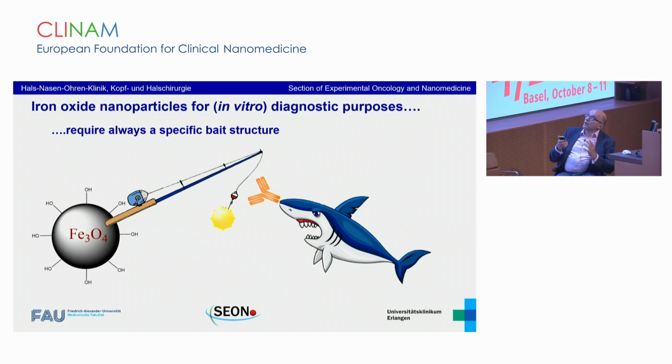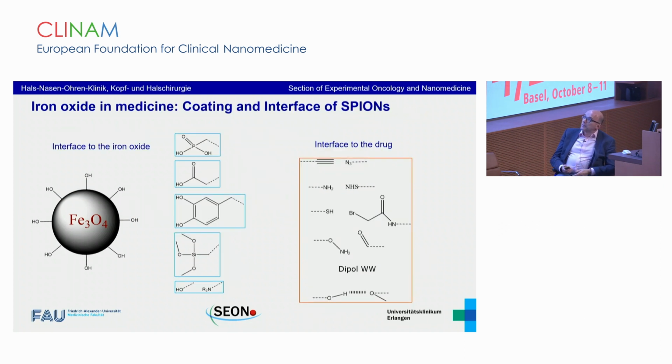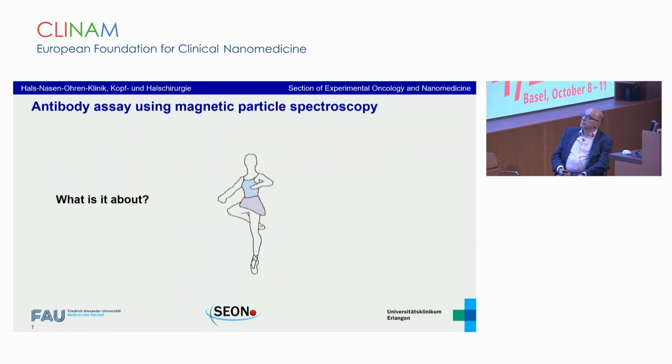but they always require, as I show here, a bait structure. Now, you see here iron oxide nanoparticles. We can cover them with different coatings, and what we normally do is apply a drug on the surface of these particles, but what we do here is the following.